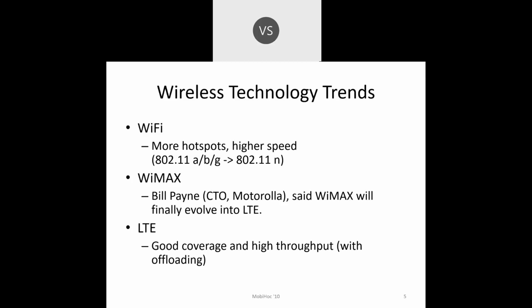LTE has good coverage and high throughput, with offloading. It is reasonably high throughput compared to WiMAX also. So LTE is what we are experiencing right now in a 4G connection. Next, in 5G or 6G, they might go with MIMO technology, having multiple antennas. They are even providing higher speed connections than 4G. It is in the process of launching, but right now we are experiencing LTE with good coverage and high throughput.